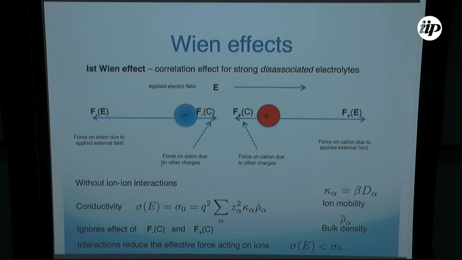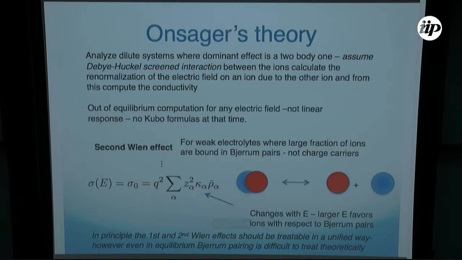So naively, if you were teaching a first or second year course, this is what you would say the conductivity is. So that's the first Wien effect. Onsager came along with a nice theory. He was analyzing dilute systems where the dominant effect is a two-body one.